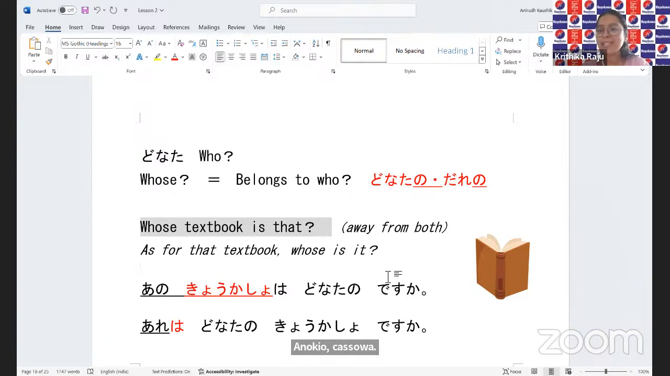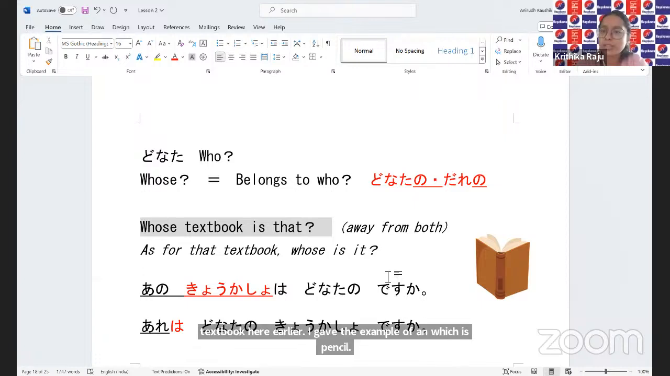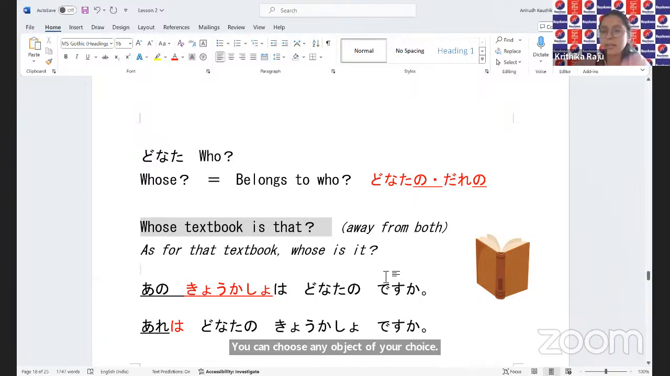Okay, just to practice this sentence, I would like you all to choose an object of your choice, an object that you know how to translate in Japanese. Have you all chosen something? We saw the example of textbook here. Earlier, I gave the example of enpitsu, which is pencil. You can choose any object of your choice. What do you know the words to in Japanese? Okay.